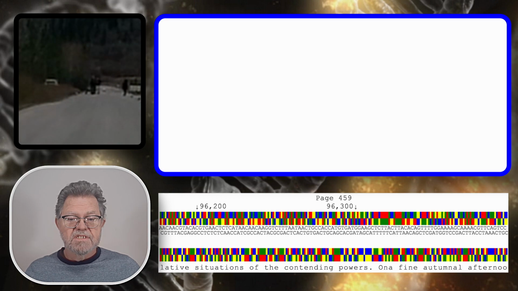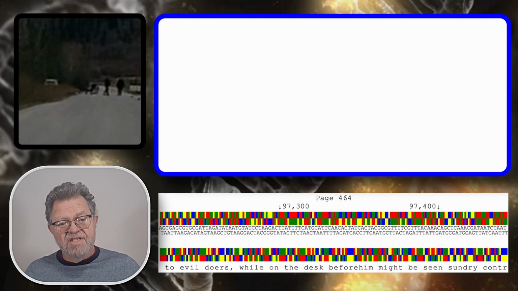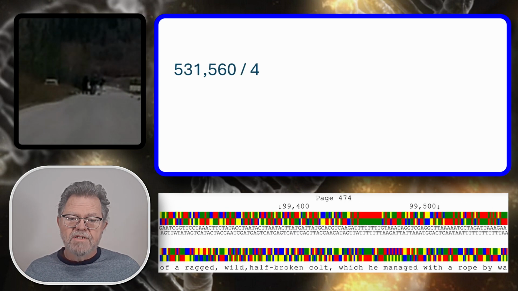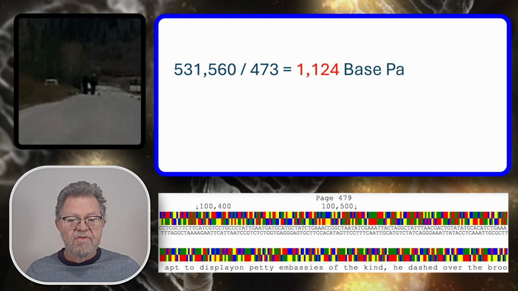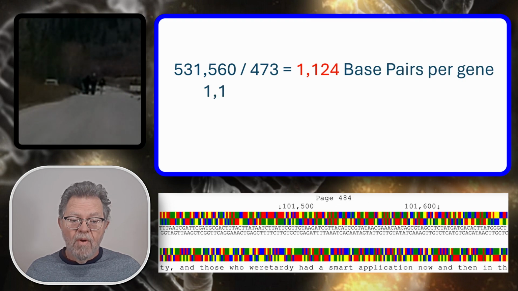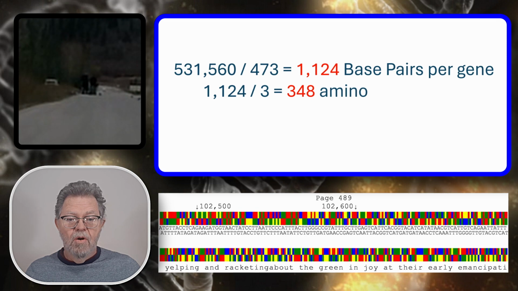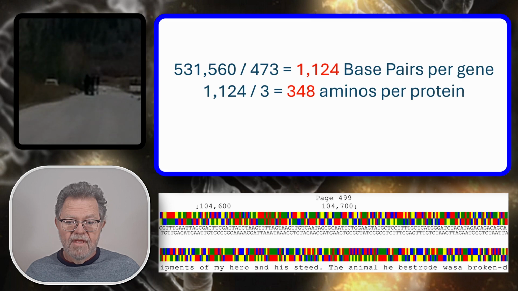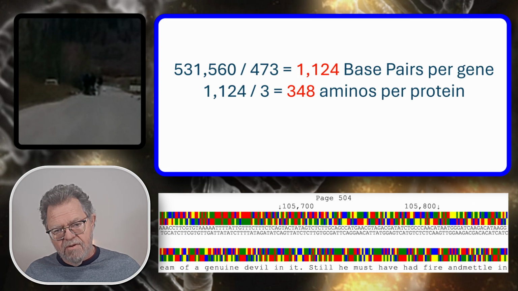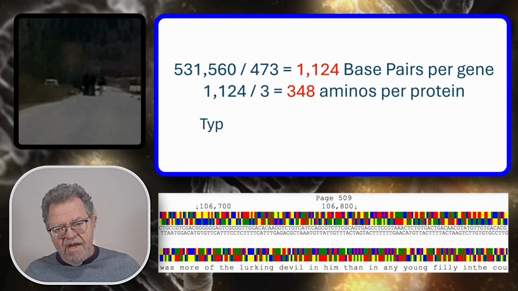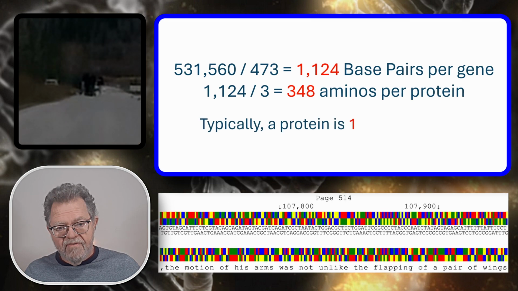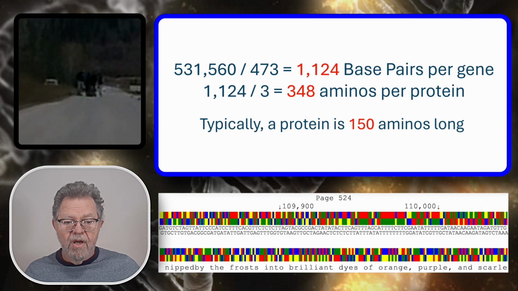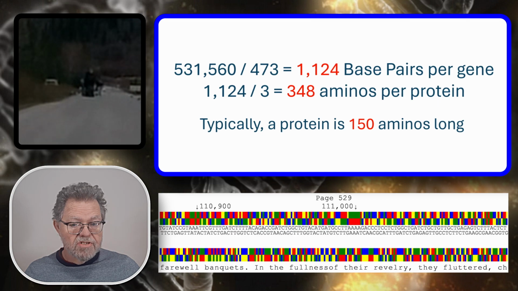Let me address a major misconception that I used to have. I used to think that genes were tiny things. If we take 531,000 base pairs and divide by 473 genes, we get well over 1,000 base pairs per gene, or over 333 amino acids per protein. There is some required epigenetics in the organism. Typically, a gene is 150 aminos long, with 450 base pairs. So it appears that the genes in the JCVI SYN 3.0 are particularly large.